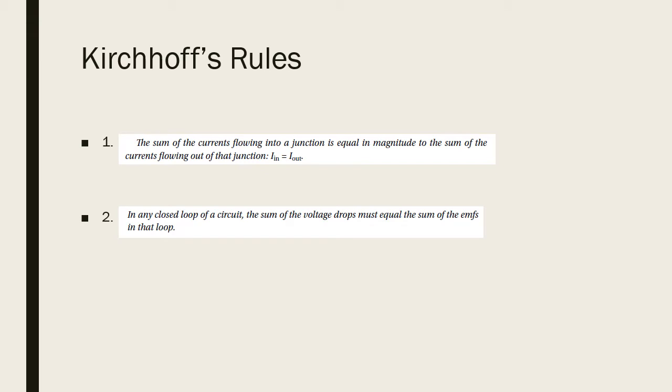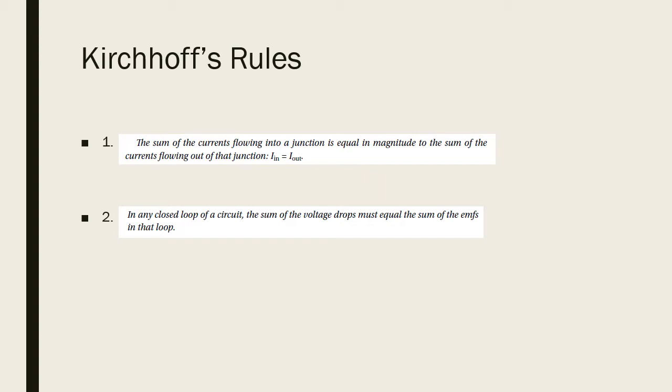So, Kirchhoff's rules. Kirchhoff's rules or laws have two parts to it. Number one, the sum of the currents flowing into a junction is equal in magnitude to the sum of the currents flowing out of that junction. So what goes in must come out. That's why the current going in must be equal to the current going out.